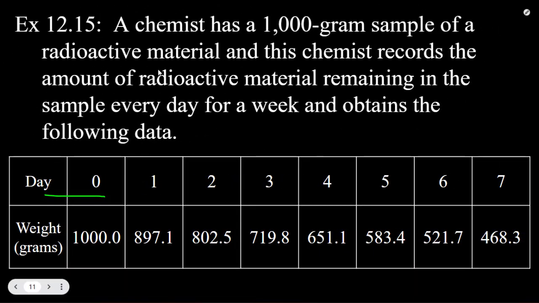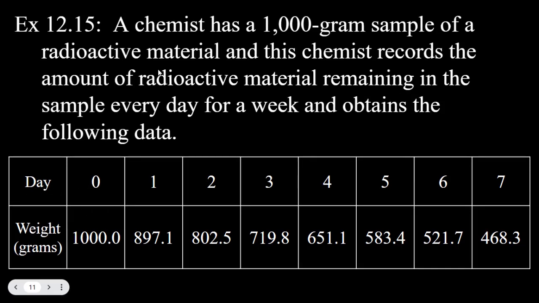For example 12.15, a chemist has a 1,000 gram sample of a radioactive material, and this chemist records the amount of radioactive material remaining in the sample every day for a week and obtains the following data. The data is given here in the table. So let's go to the next slide and we'll pull up the calculator to take a look at this.